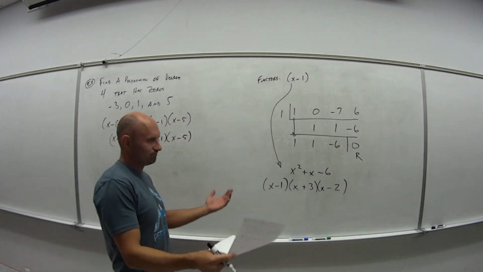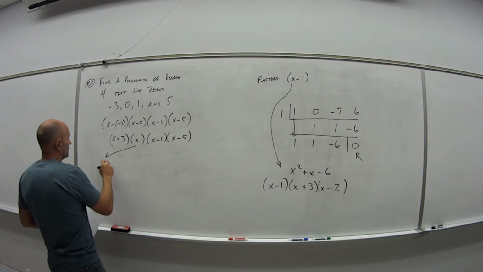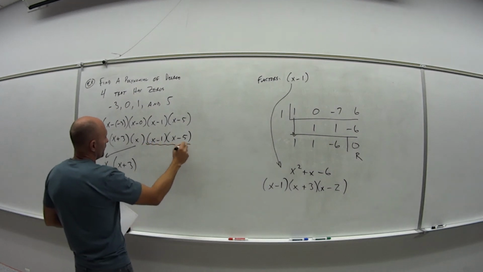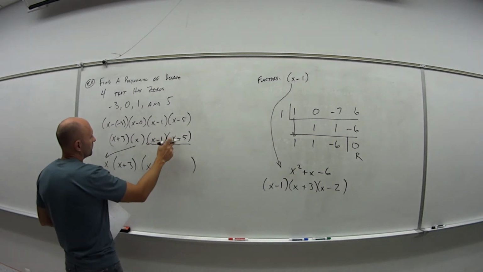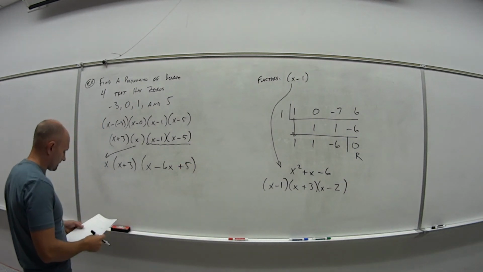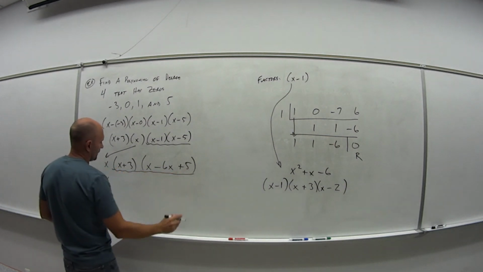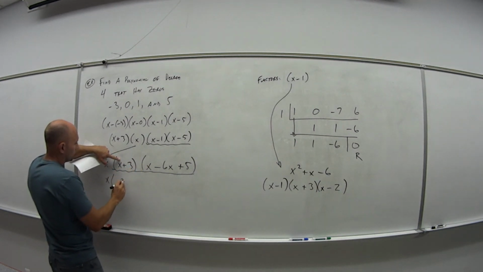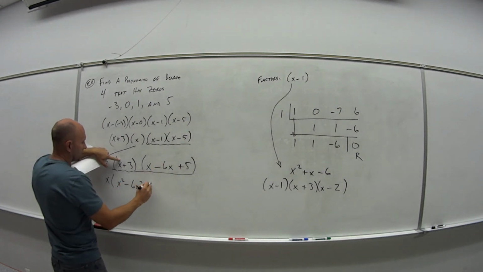And now it becomes a lot of FOILing, essentially, and distributing. So let me bring this x to the front, save that for later. I have my x plus 3, and if I FOIL these two guys, I get what? X squared minus x minus 5x, so that's minus 6x plus 5. Now, keep the x. I want to multiply these two polynomials together. So be careful with your math here. What do we get?